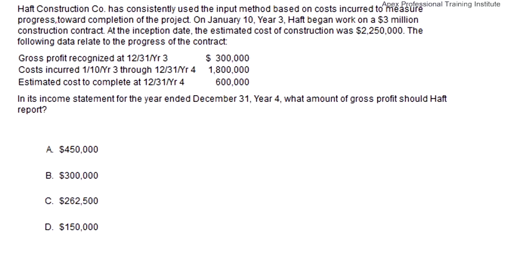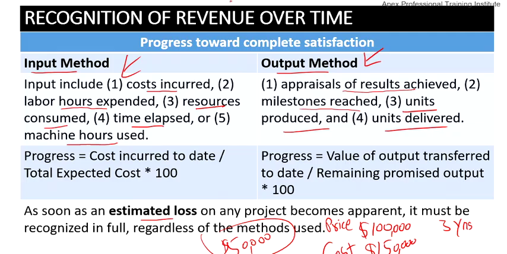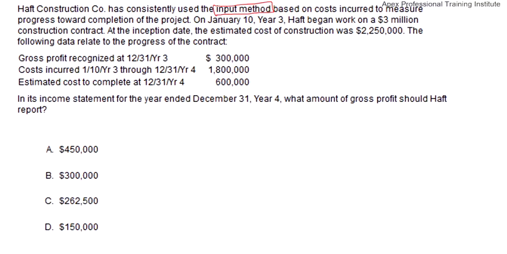Let's do the question. A construction company has consistently used the input method. Remember, they told you that we will use the input method, and the input method can be based upon cost, resources, or time. The input method is used based on the costs incurred. So they told you that the basis we are going to use is cost incurred to measure the progress towards completion. Why progress? Because it's going to complete over a period of time.